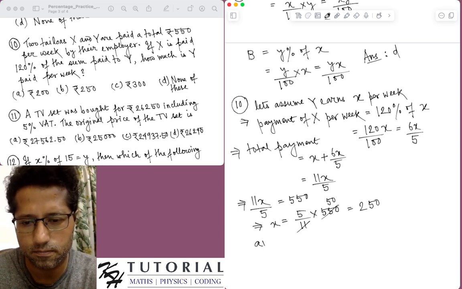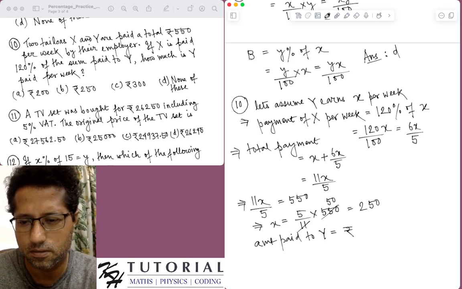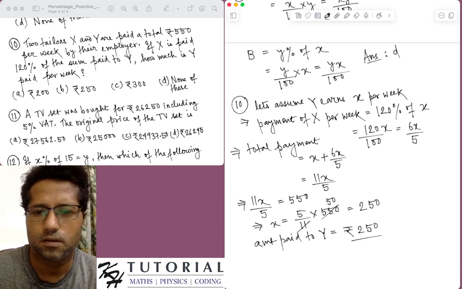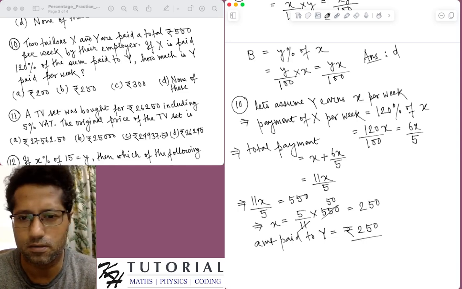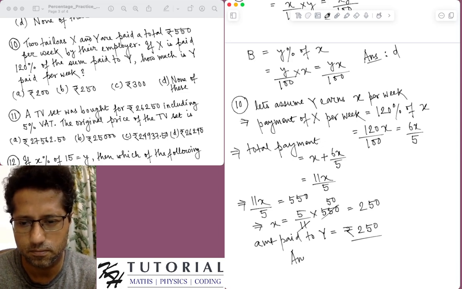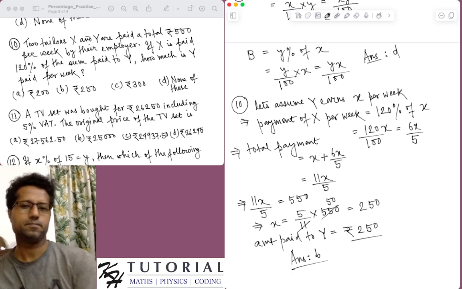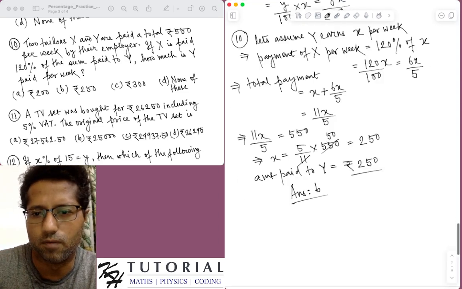So the answer is, amount paid to Y equals rupees 250. So the correct choice will be B. Okay, let's do problem number 11.